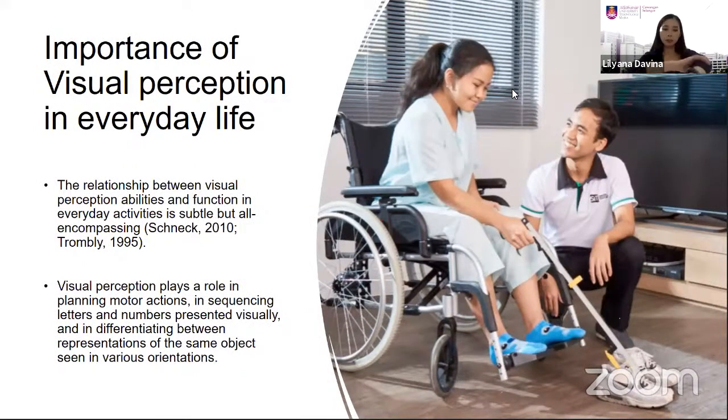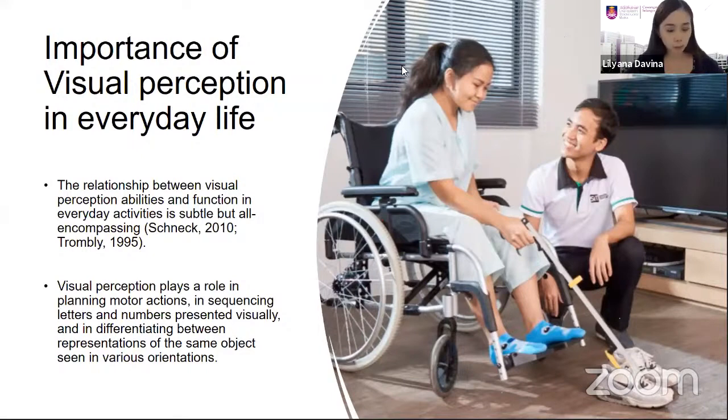importance of visual perception in everyday life. Kenapa visual perception ni penting untuk kita? Okay. Based on previous study, it is stated that the relationship between visual perception abilities and function in everyday activities is subtle but all-encompassing. Okay? Bermaksud visual perception ni dalam everyday activities kita, dia tak ketara sangat.